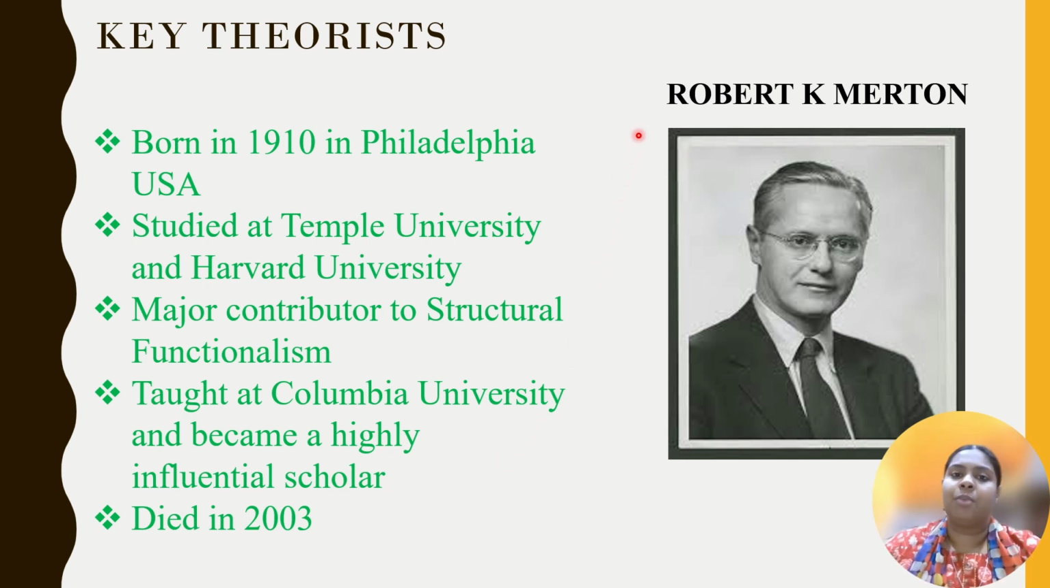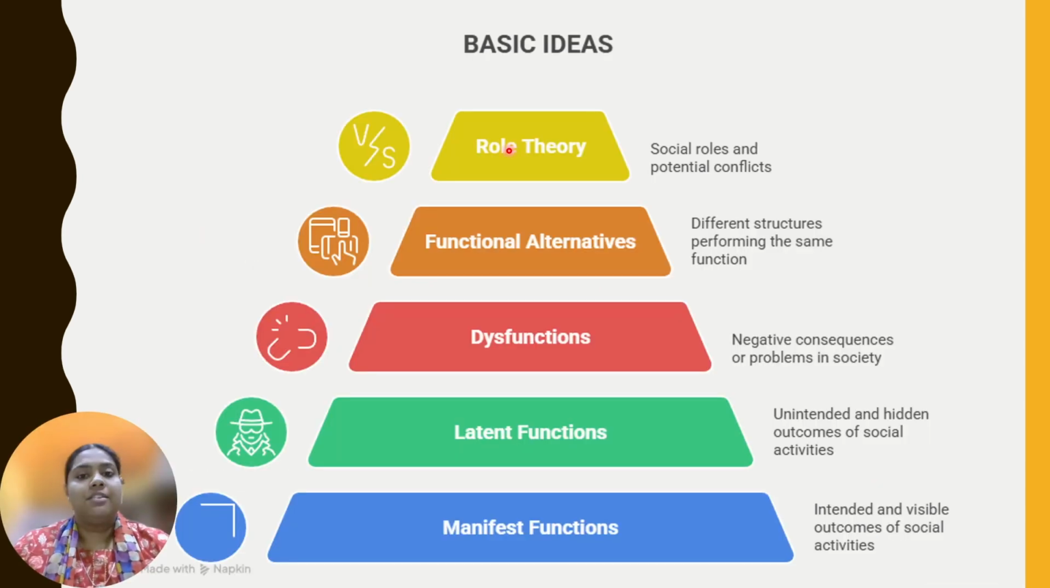Now, let's see some of his basic ideas. First, role theory. According to him, every individual in a society performs various different types of social roles in order to maintain a social human being. Next, functional alternatives. According to him, various different parts of the society work together in order to maintain social stability. Next, dysfunctions. In society, there are certain negatives like discrimination, inequalities, and power structures that exist in the society.